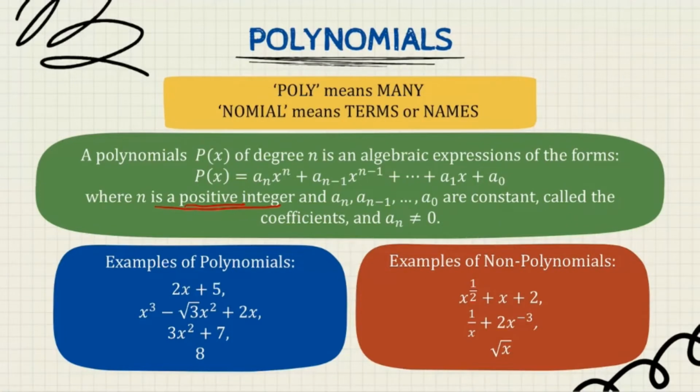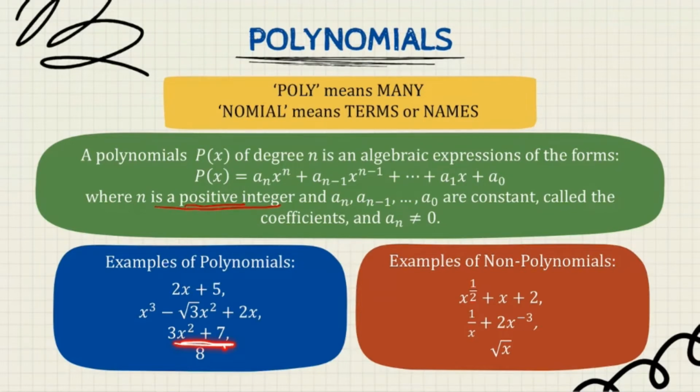Okay. Now, example of polynomials. So this will be the example 2x plus 5. So kita nampak x to the power of 1. And then kita ada x cube minus square root of 3 x square plus 2x. Walaupun square root of 3 ni kita ada 3 to the power of half, tetapi square root of 3 is just a coefficient kepada x square. Okay, so x square ni power dia adalah positive integer lah, so tak ada masalah. And then we have 3x square plus 7.